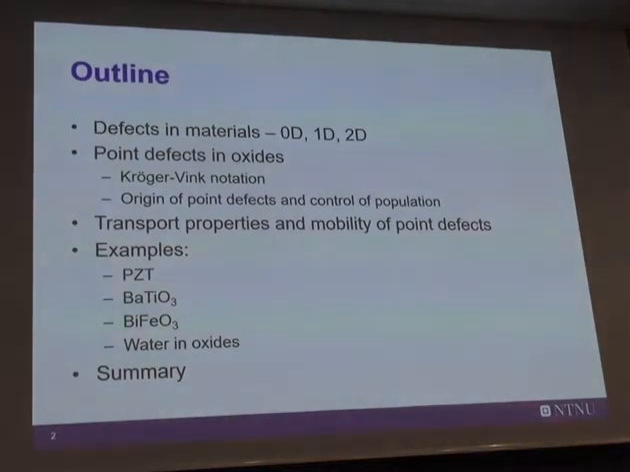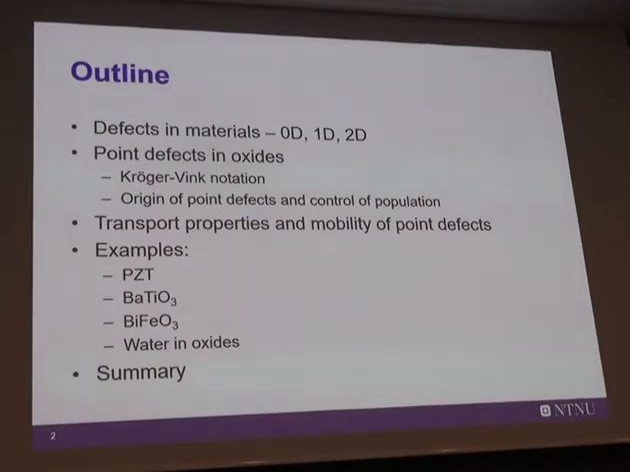And the outline of the talk is the following. I'll first go through the typical defects found in materials, not necessarily specific for oxides, but for all types of materials. And the difference between these is the dimensions from 0 to 2-dimensional defects. Then I will go to point defects in oxides and use the Kröger-Fink notation in order to give them a systematic name with respect to charge and so on.